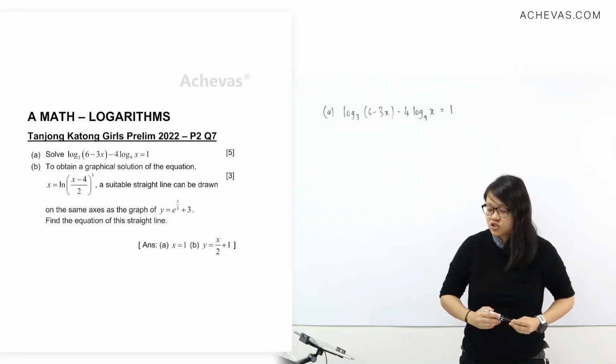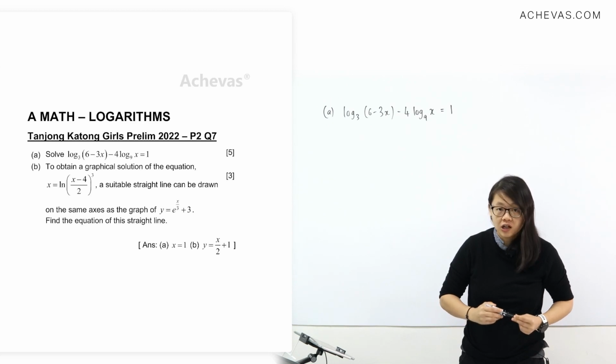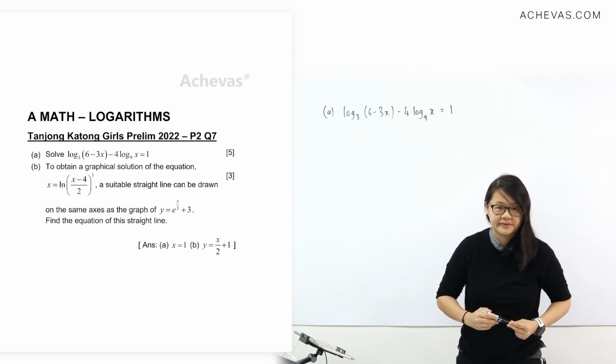Let's take a look at Tanjong Katong Girls Prelim 2022, Paper 2, Question 7, Part A. Solve log base 3 of (6 minus 3x) minus 4 log base 9 of x equals 1.